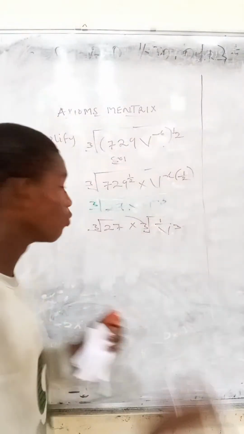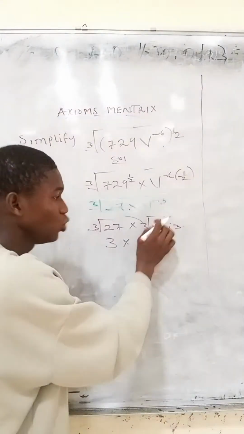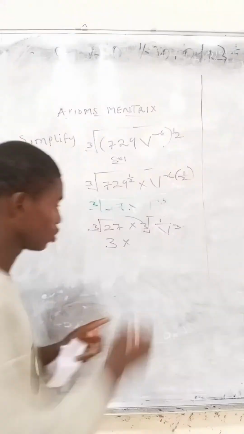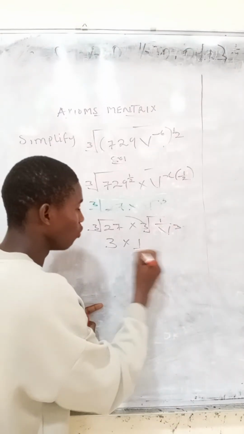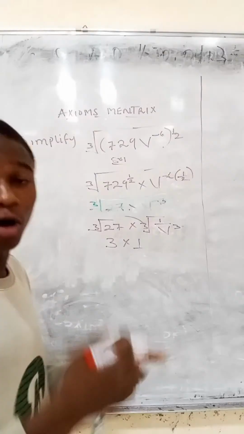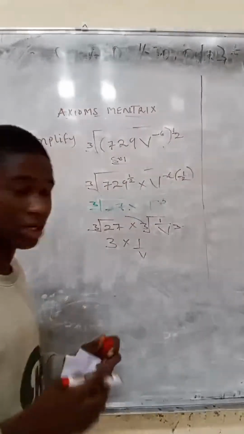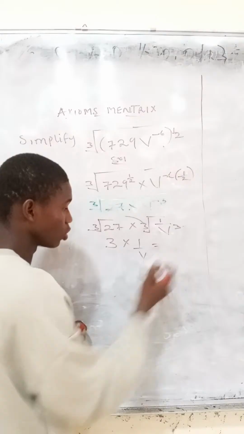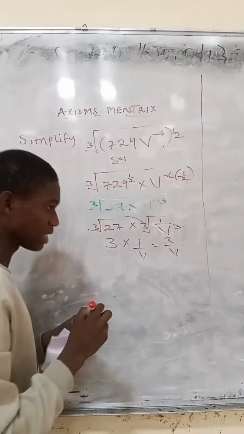So the cube root of 27 is what? 3 multiplied by what? The cube root of 1 is what? 1, because 1 times 1 times 1 is 1. All over what? The cube root of V raised to the power of 3, which is V times V times V, is V. You understand? So from this place, my answer for this question is going to be 3 times 1, 3, all over V.